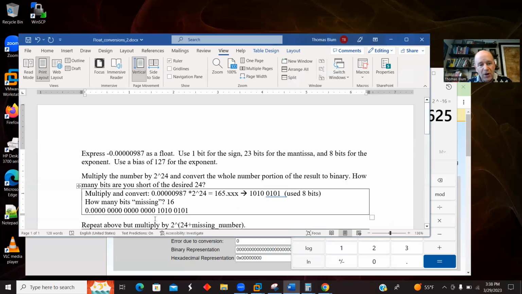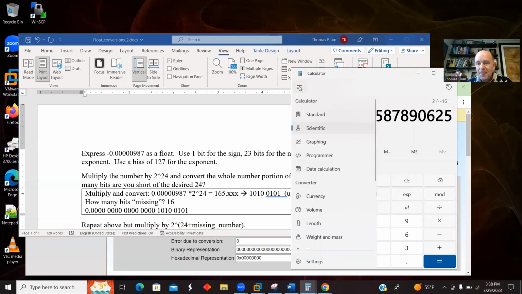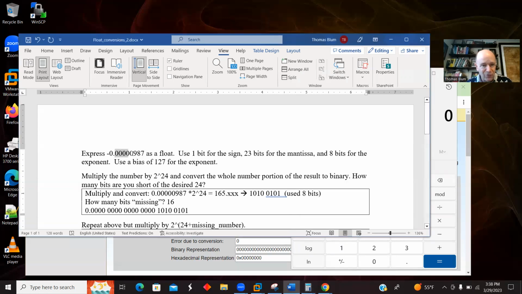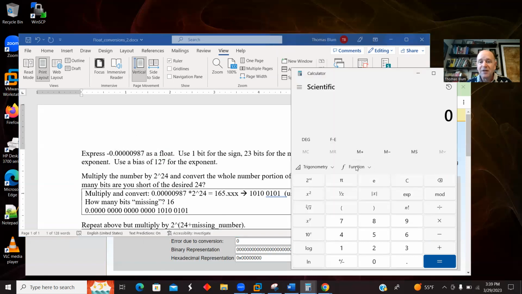Okay, so I want to do some shifting, but then I want 16 bits on this side, which I don't have. So I'm going to go back and repeat my process, but do it 16 more than the 24 in order to get those 16 additional bits out of it. So I'm still in scientific mode. I'm pasting in my fraction.